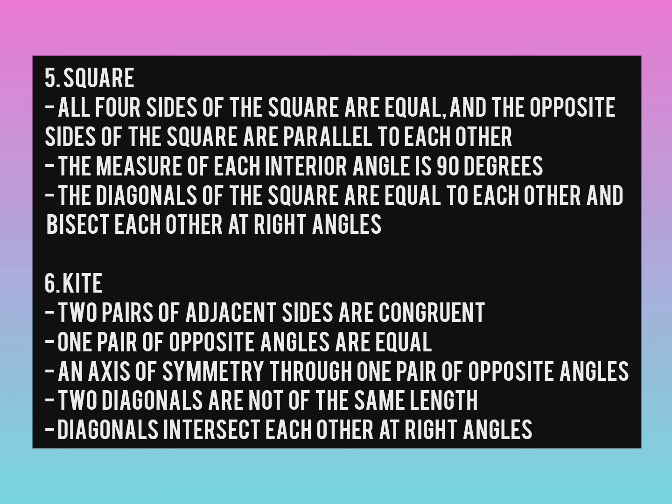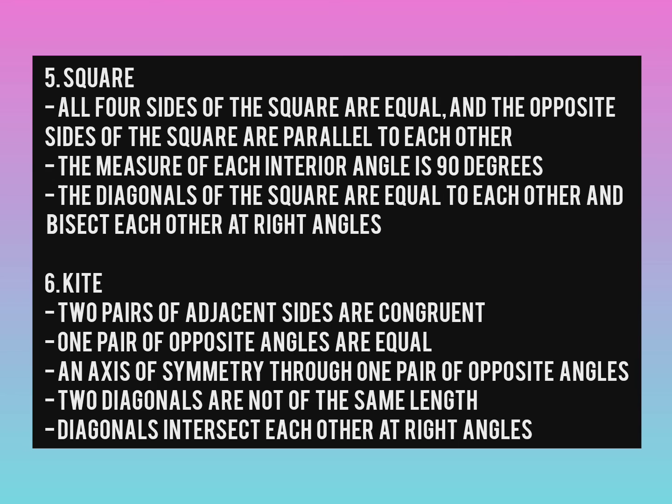Number 5, square. All four sides of the square are equal, and the opposite sides of the square are parallel to each other. Next, the measure of each interior angle is 90 degrees. Last, the diagonals of the square are equal to each other and bisect each other at right angles.